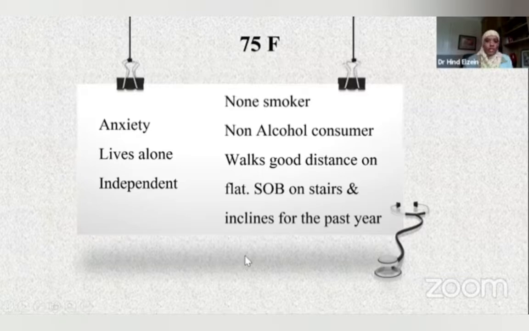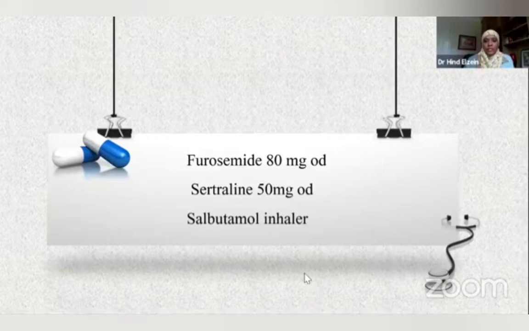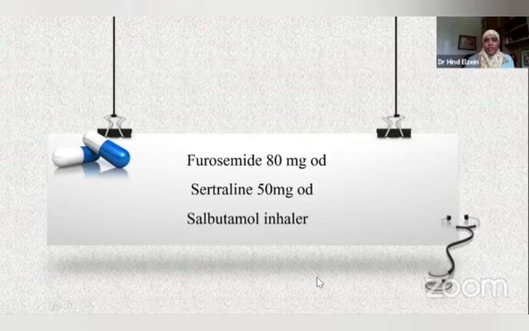She's a non-smoker and non-alcohol consumer. She walks a good distance on the flat, but for the past 12 months, she was struggling with shortness of breath on stairs and on inclines. She lives alone and is normally independent, and she suffers some anxiety. These are her medications. She was on furosemide and a salbutamol inhaler, probably due to her symptoms of breathlessness over the last few months before her presentation.